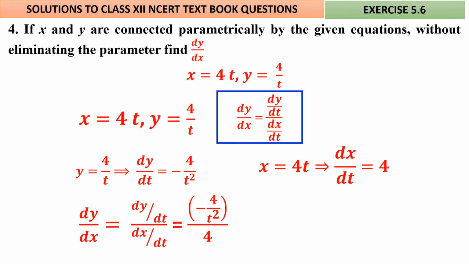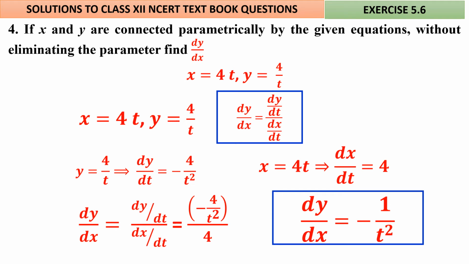Put it in the equation now. Dy by dx is dy by dt upon dx by dt, which is minus 4 upon t square upon 4. Therefore, final answer, 4 getting cancelled, minus 1 upon t square is the derivative for the function given by x is equal to 4t and y is equal to 4 upon t.